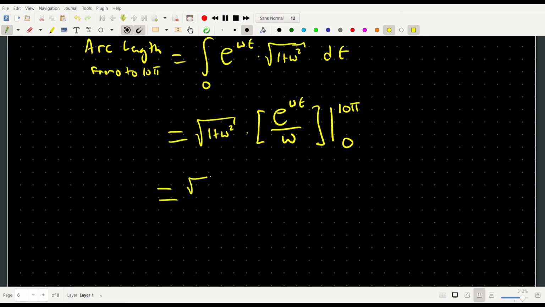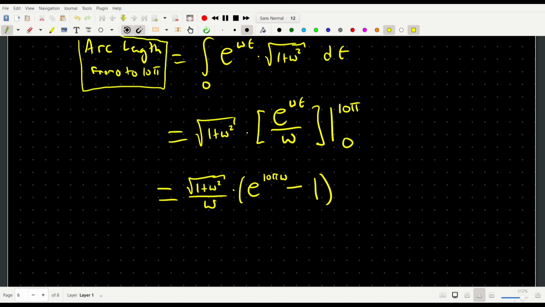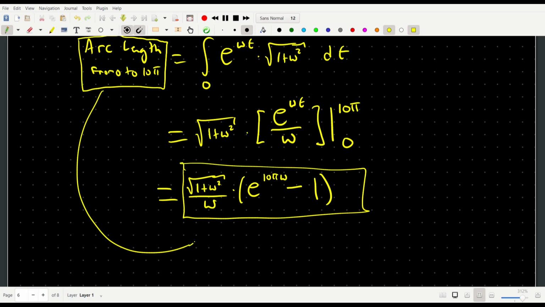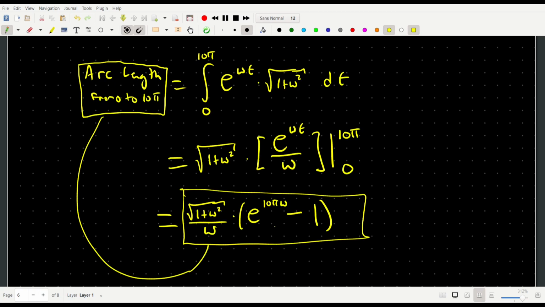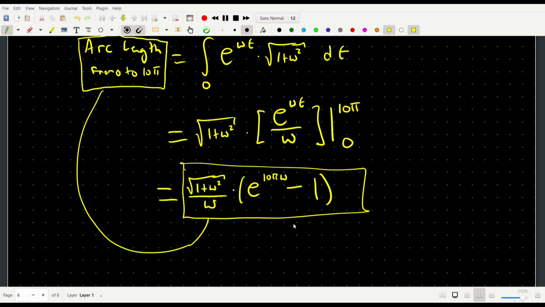So the exact value of the arc length of this curve is going to be the square root of 1 plus omega squared over omega times e to the 10 pi omega minus e to the 0, which is 1. And this is the exact value of the arc length of this curve from 0 to 10 pi in terms of any value omega.